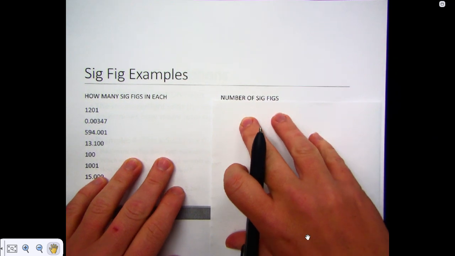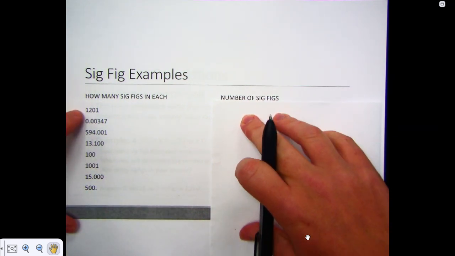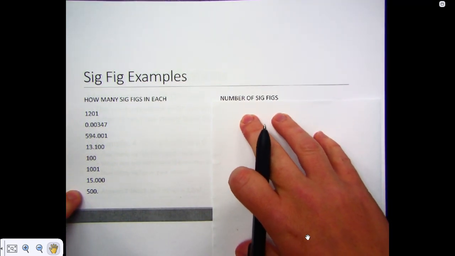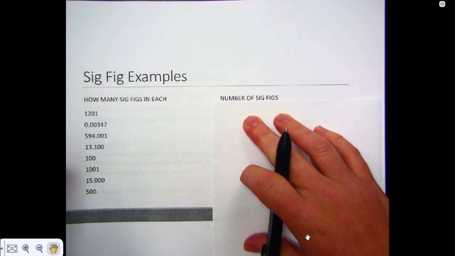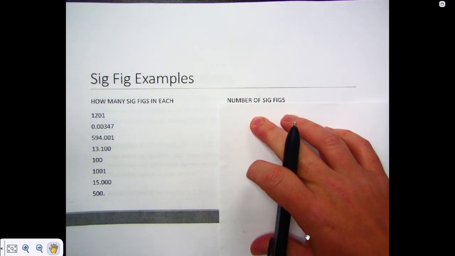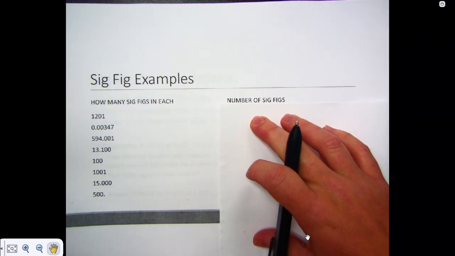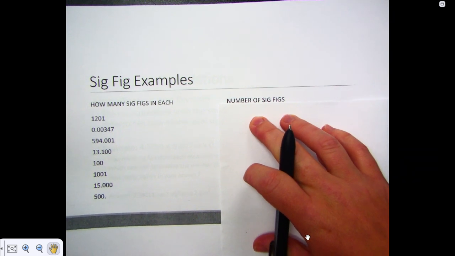All right, so on your notes, in the spaces I've told you to leave, if you'll write those down, you may want to pause me, write them down, and then we're going to go through how many significant digits are in each one and why. Pause me, write them down. Okay, I'm going to assume that you paused me and you wrote it down.